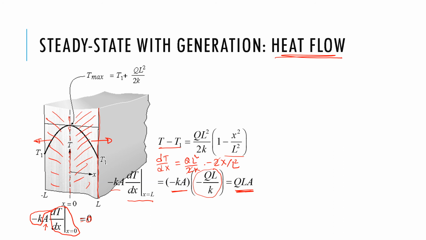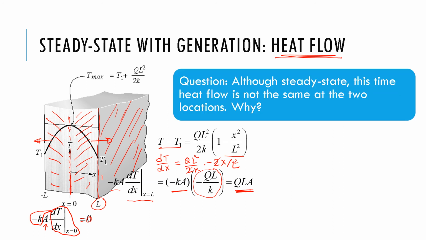If I plug in all that, then I get QLA. Whereas at this surface, at x equal to zero, the heat flow over this parallel surface is equal to zero. Here outside, at x equal to L, it is equal to QLA. So that is different from what we did for steady state in a slab without heat generation. Although it is steady state, this time heat flow is not the same at the two locations.